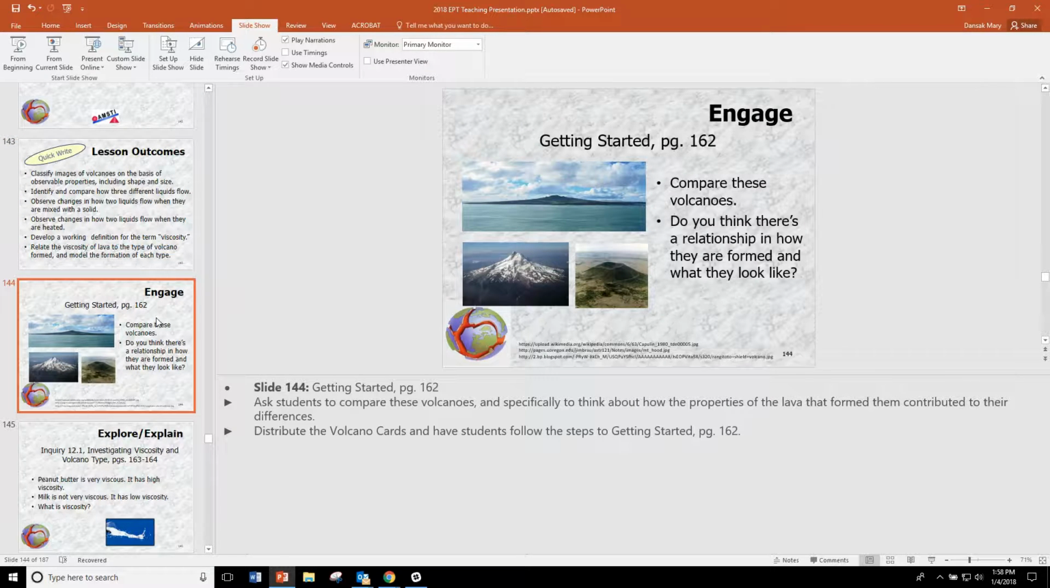And in your Getting Started or your Engage section of the lesson, students examine pictures of volcanoes and think about the relationship between what they look like and how they formed. There are some volcano cards that you can distribute at this time.